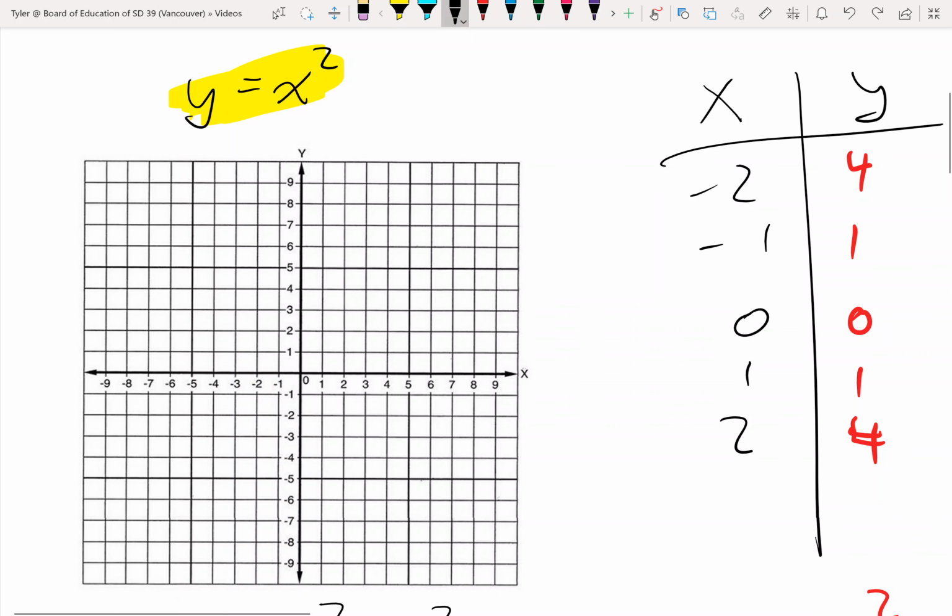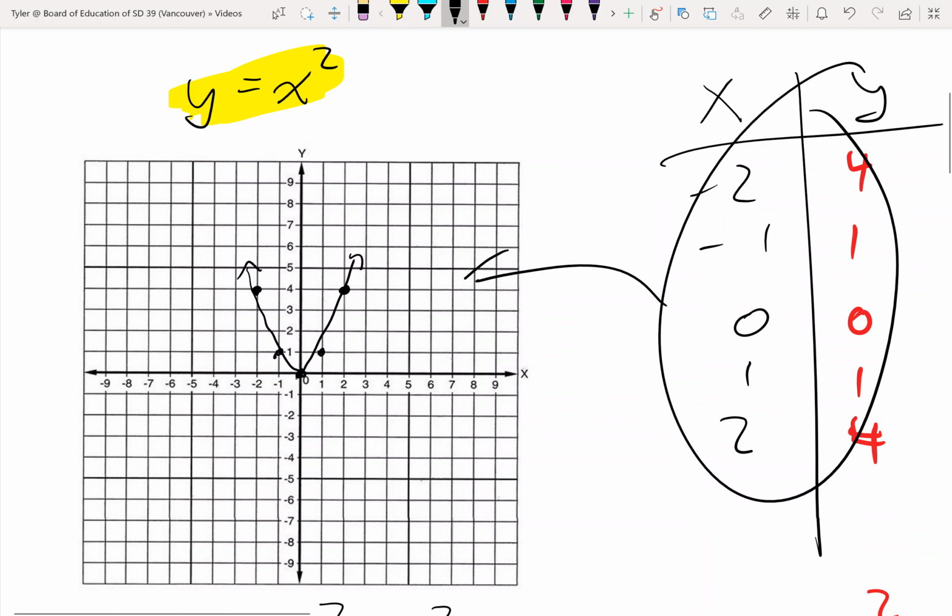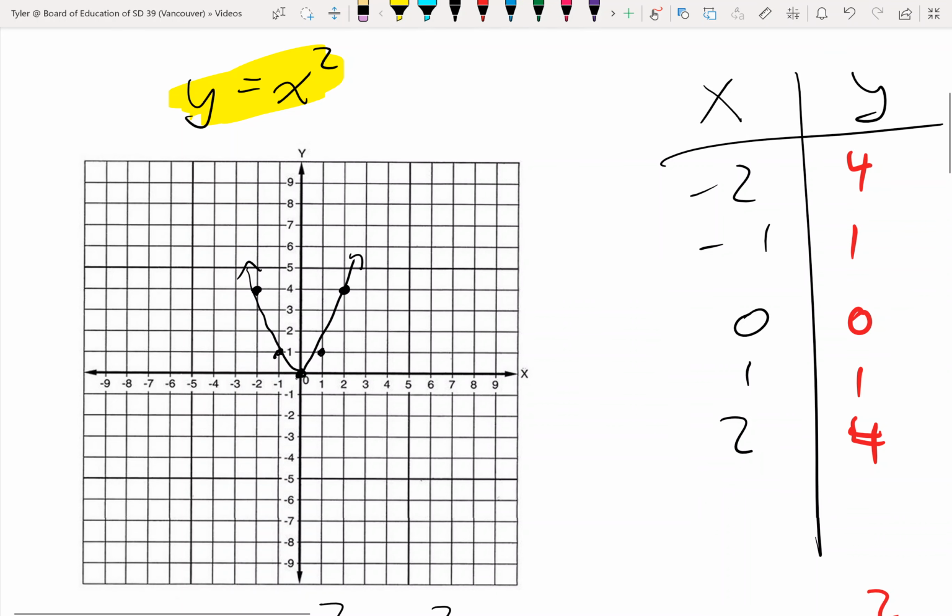I'm going to graph this. So negative 2, 4 is here. Negative 1, 1, 0, 0, 1, 1, and 2, 4. That's my base parabola. Now, writing the table of values and then copying each point took a really long time. So we're going to come up with a way that we could do it better.